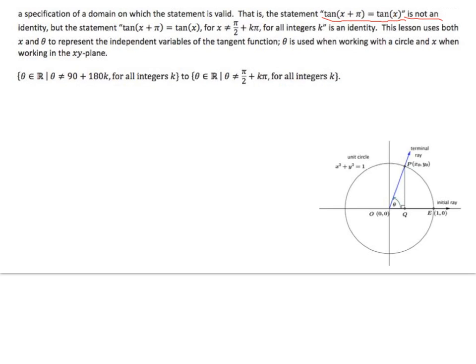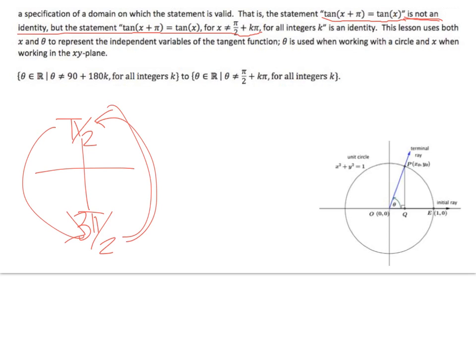So today we're talking about identities and what we're going to do with tangent. But the statement tan(x + pi) = tan x is an identity, as long as x is not equal to pi over 2 or any combination of pi over 2 as you rotate. Pi over 2 is up here, so x cannot be pi over 2 or 3 pi over 2. Or, as we keep on going back and forth, it can't be pi over 2 plus any combination of pi for integers of k. That's an identity.